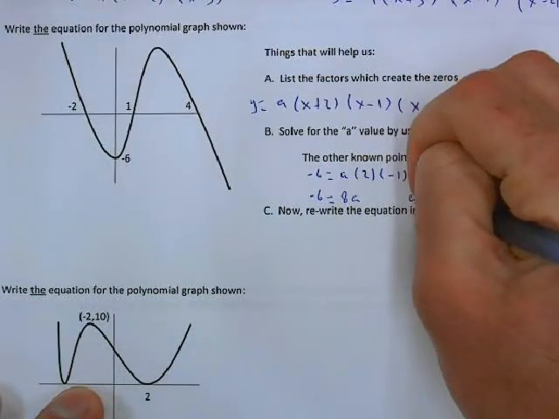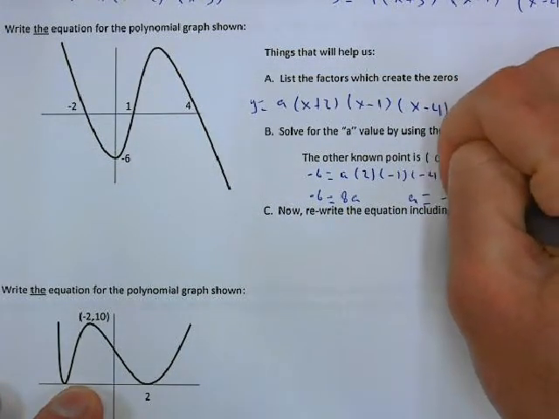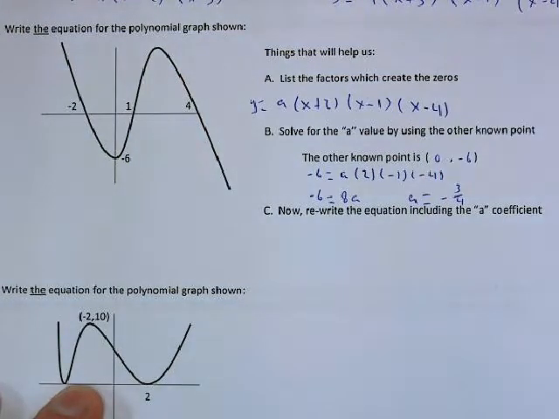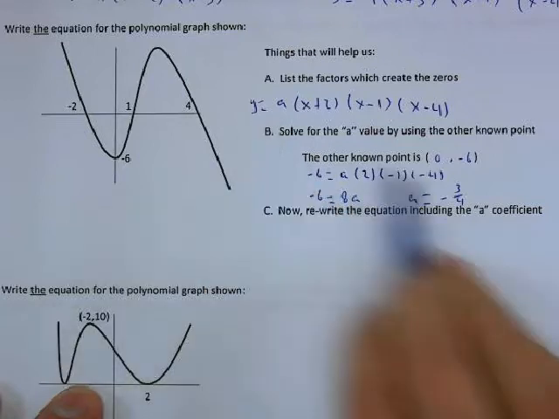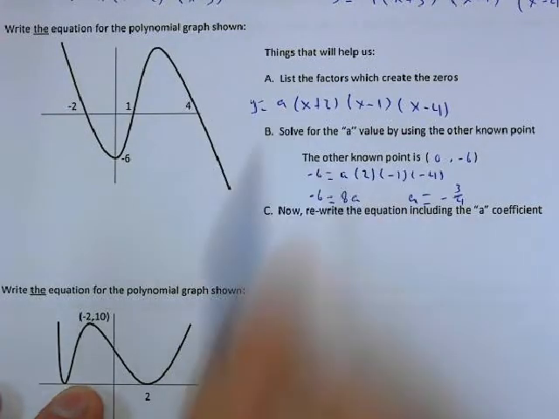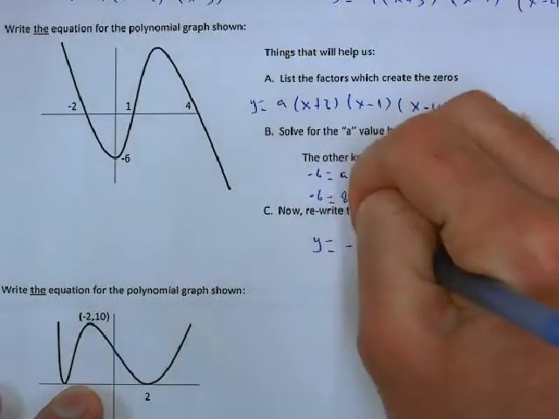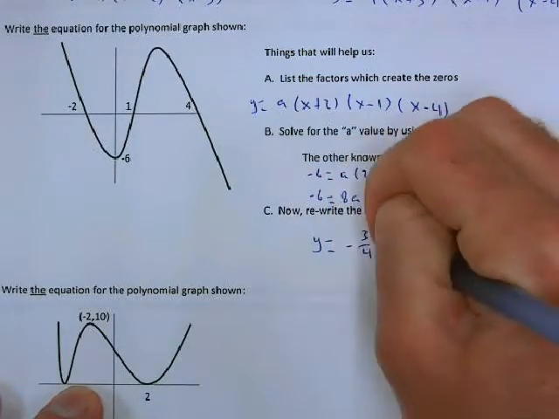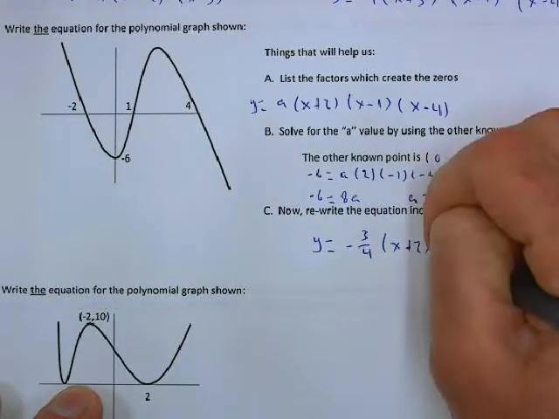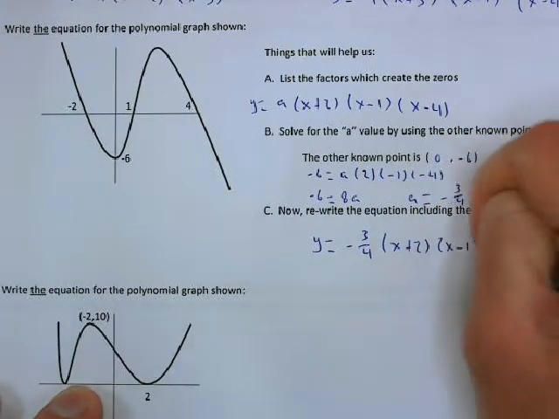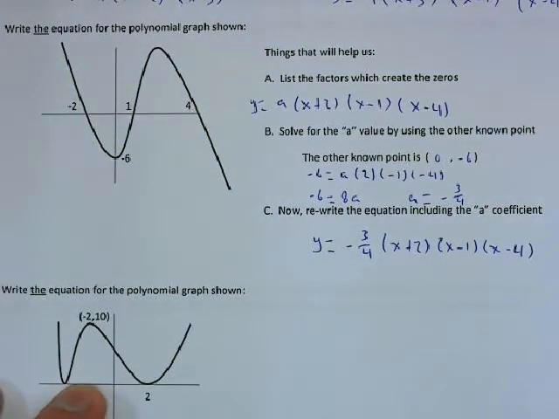So that means a equals, when we divide both sides by 8, -3/4. Now rewrite the equation using that number. We're going to put the -3/4 in right here, and we'll have our answer. So we get y equals -3/4 times x plus 2 times x minus 1 times x minus 4, and they all have a multiplicity of 1, so that's our equation.